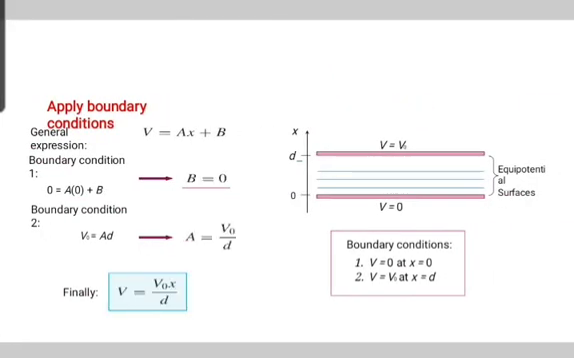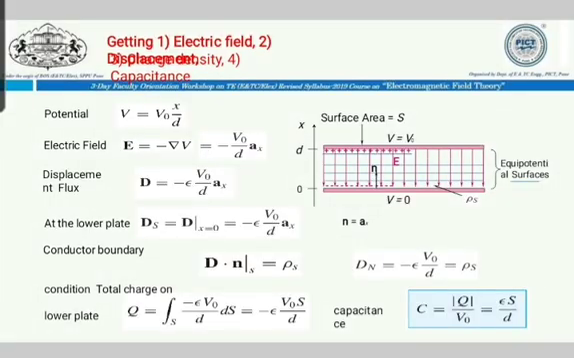Next, we apply the boundary conditions to the general expression V is equal to Ax plus B. Applying the first boundary condition, B is equal to 0, and applying boundary condition 2, A is equal to V0 by D. So we get the values of A and B, and V becomes V0 x by D. Here are the different equations: the potential, electric field, displacement flux, the conductor boundary condition, and the total charge on the lower plate.